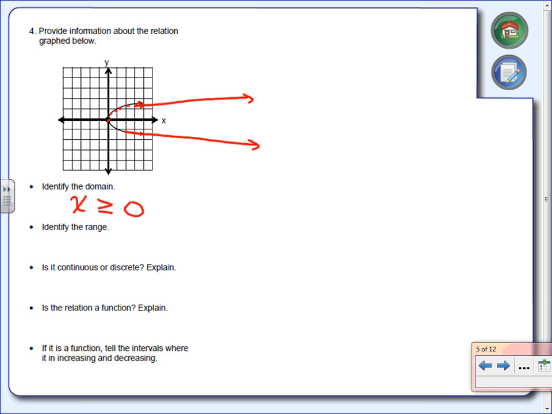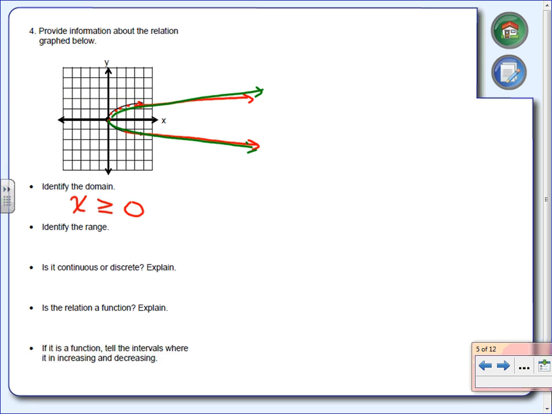The range, the y values, we're looking at the y values now. Notice how the y values, we got 2 types of numbers. We got positive numbers, that's this part up here. These are positive y values. And then we got some negative y values.